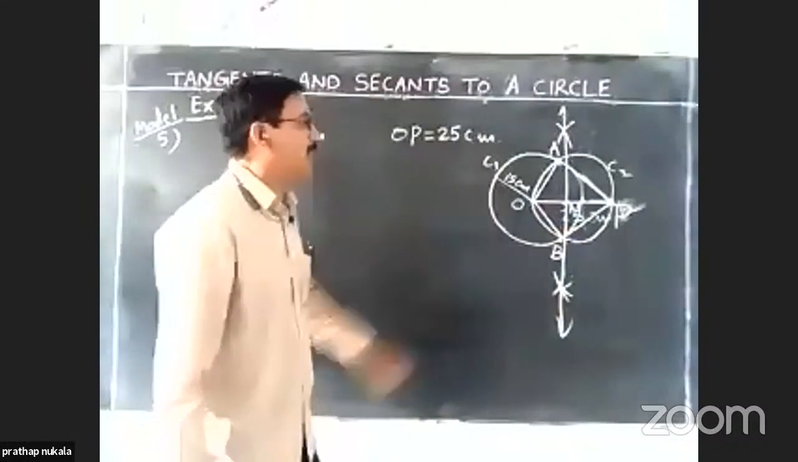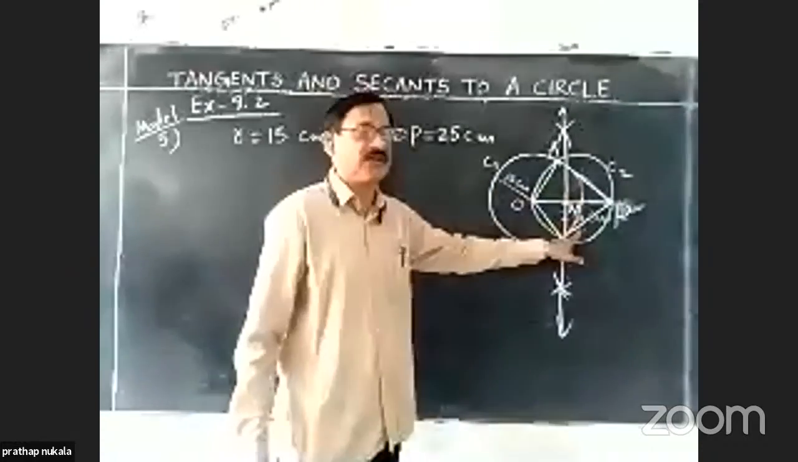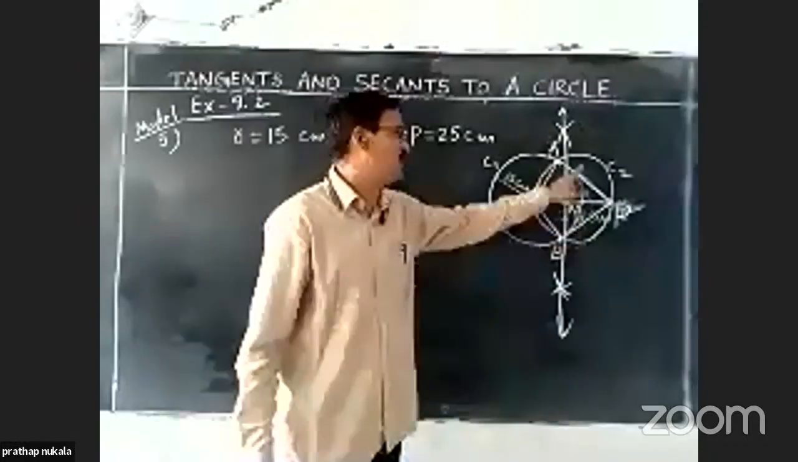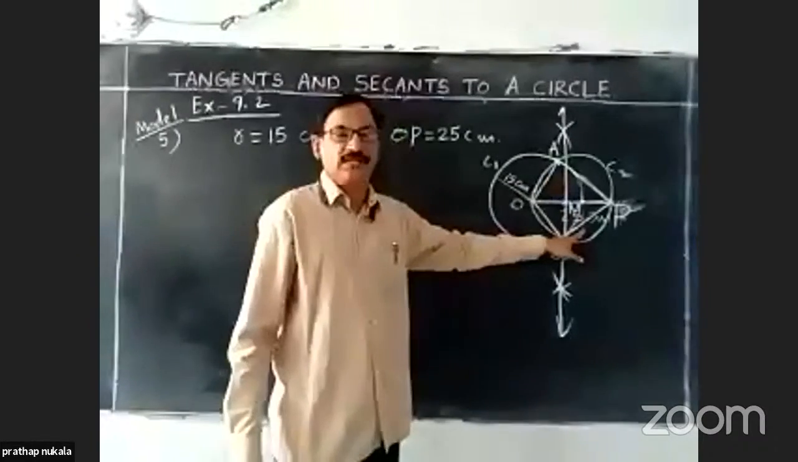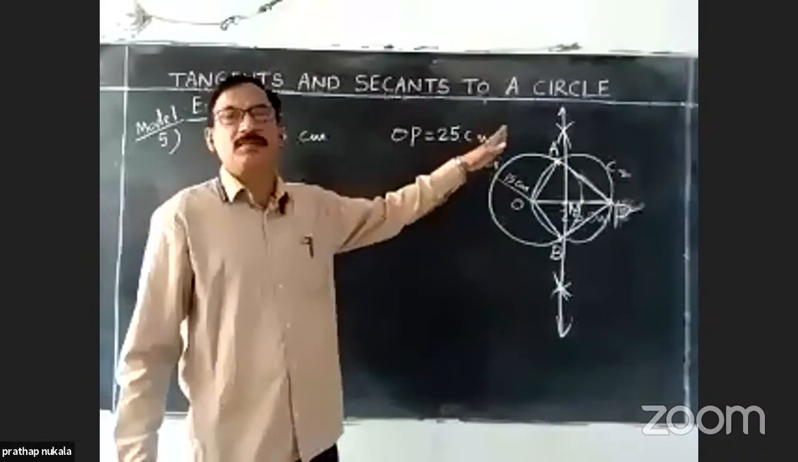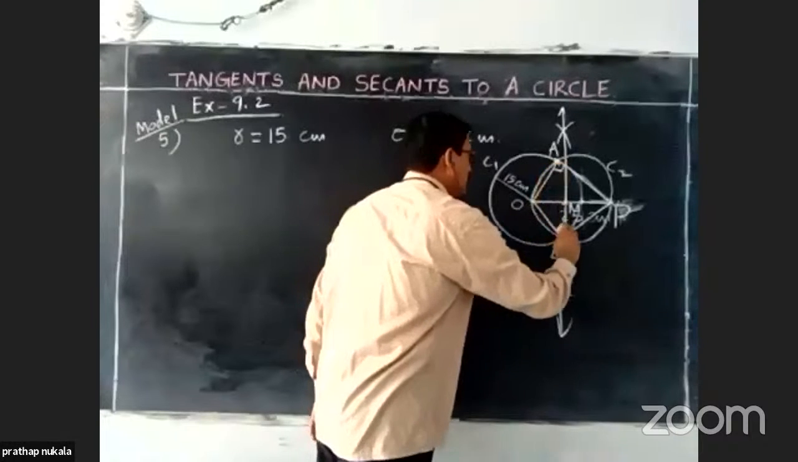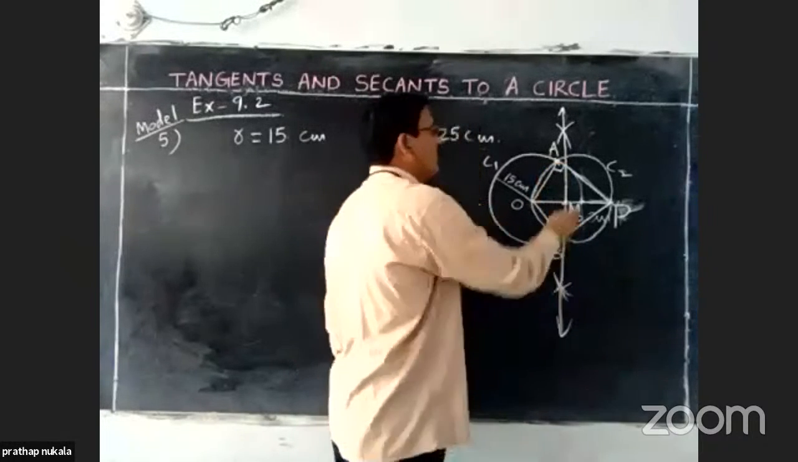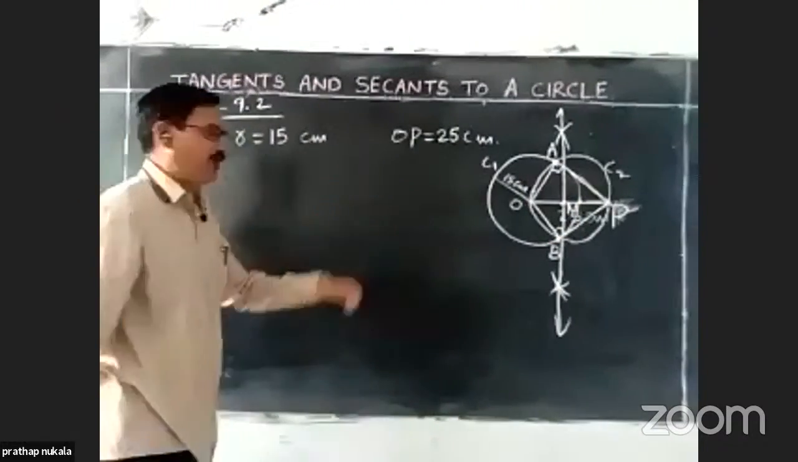After that, it is given that we have to measure the lengths of tangents. Both are the same, PA equal to PB. We have to measure the lengths of tangents, then verify by Pythagoras theorem. Since this is 90 degrees, this is also 90 degrees. Therefore, we have to verify by Pythagoras theorem. That is the rough diagram.